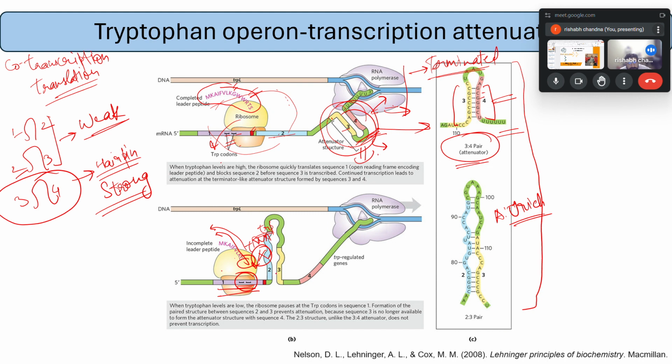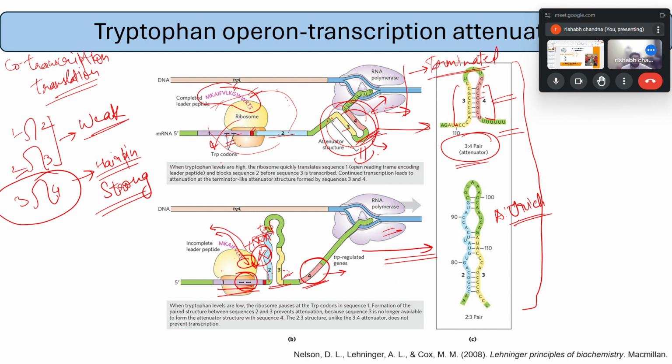This leads to the freeing of the second sequence so that it can pair up with the third sequence. Now the second thing is, because the second and third sequence have already paired up, this will not be able to attenuate the RNA polymerase, and the terminator-like hairpin loop cannot be formed. Such that the fourth sequence, that is the major attenuator, is free. So the attenuator is not formed, hence the termination is not happening and the transcription continues.